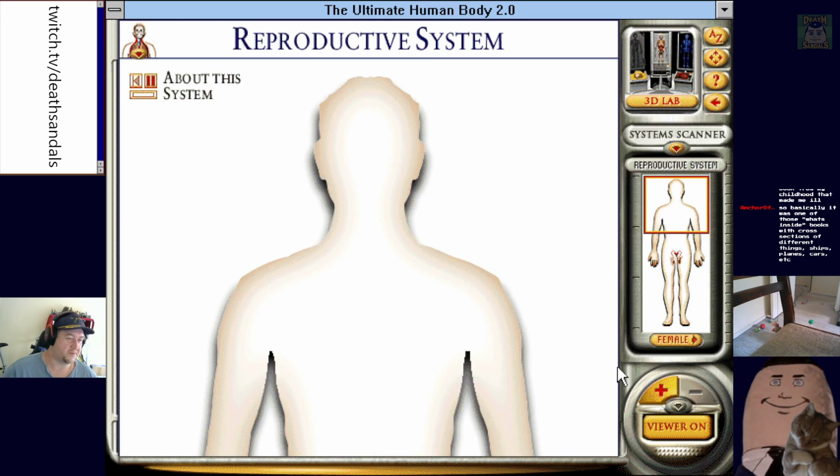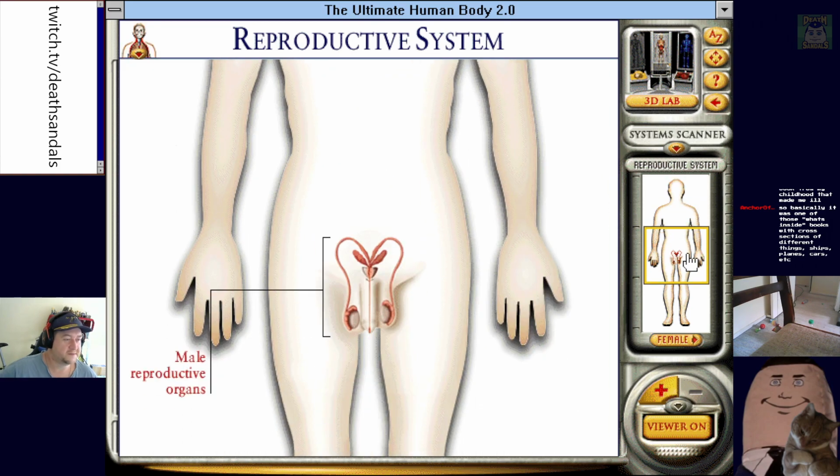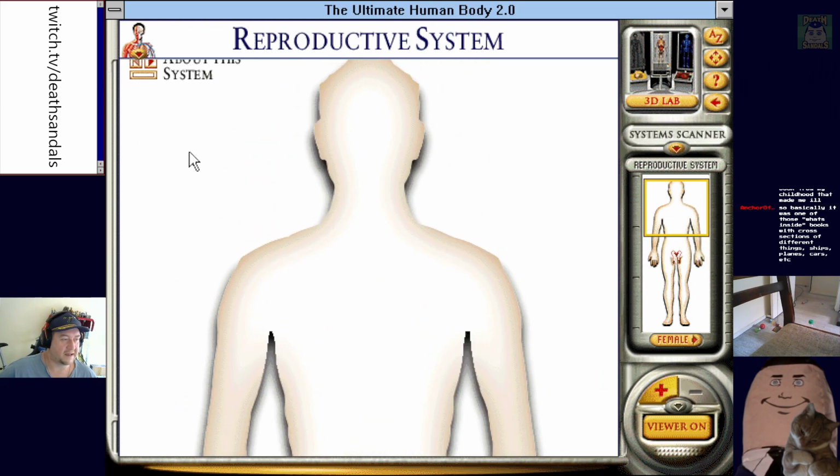Yeah, let's learn about that reproductive system, shall we? Yeah, look at that. Going straight from penis. Hang on, put that back.